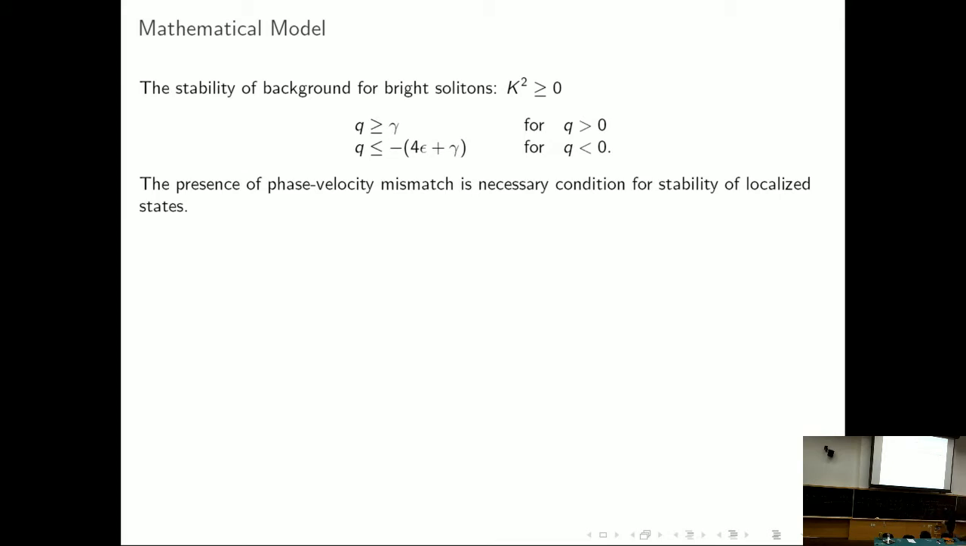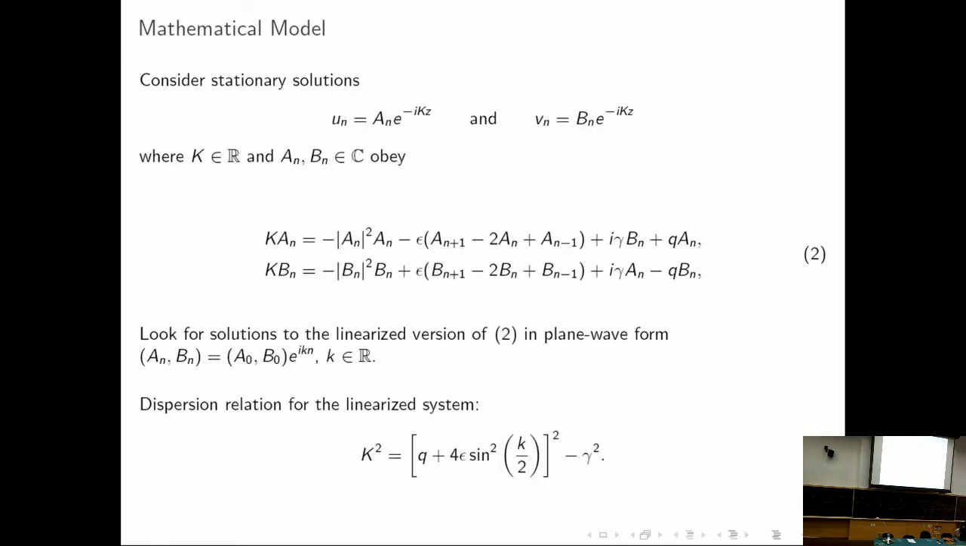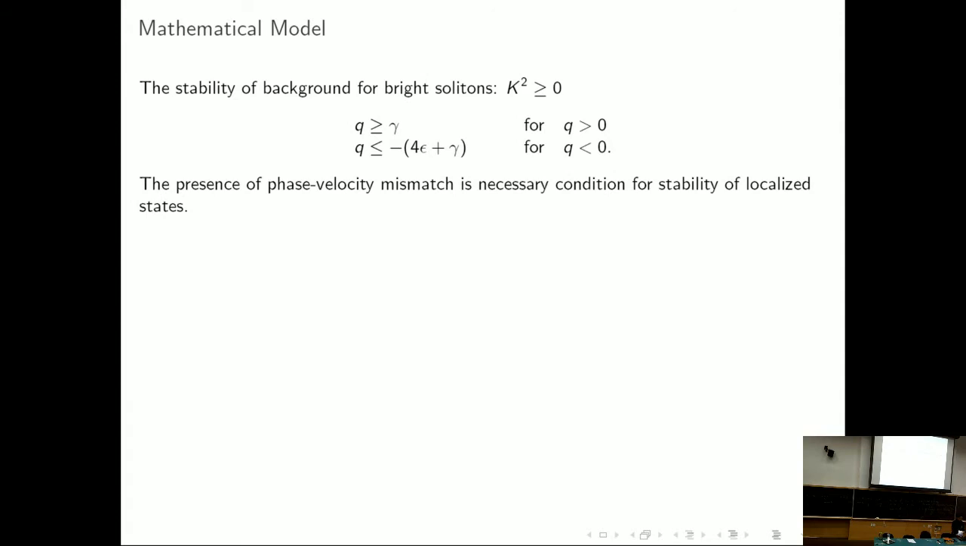Well, in this case, the dispersion relation is given by that expression, with, of course, the requirement that this value A is less than 1 and this is positive. So now the stability condition that we have for that one is that k squared has to be positive. And then for that situation we have two different cases. We have q negative and we have q positive. So for q negative is greater than gamma. For q negative is less than minus 4 epsilon plus gamma.